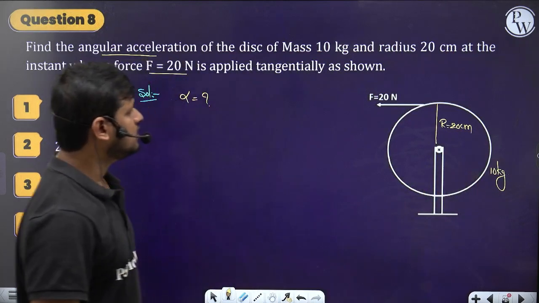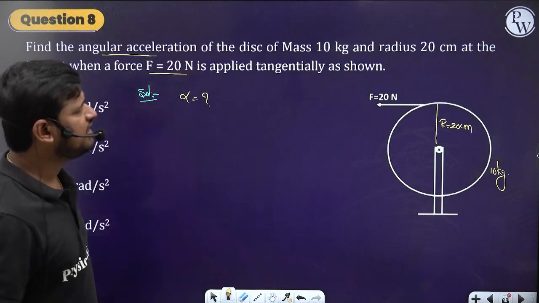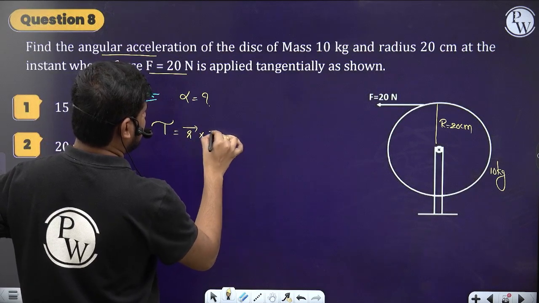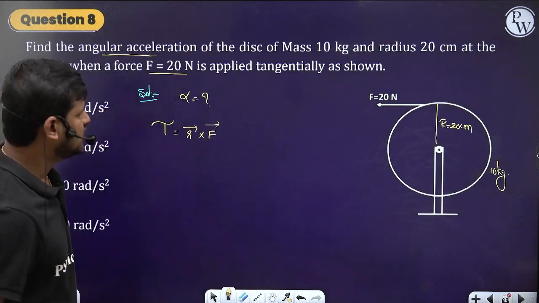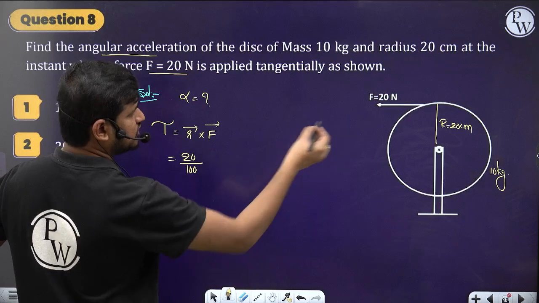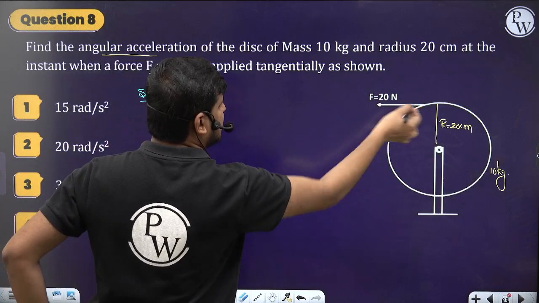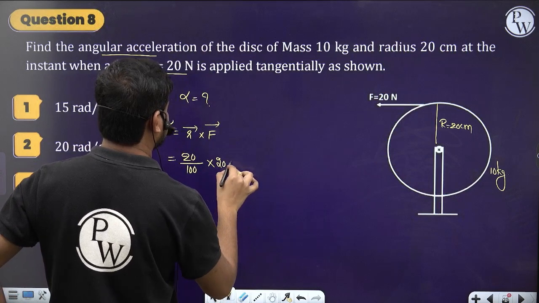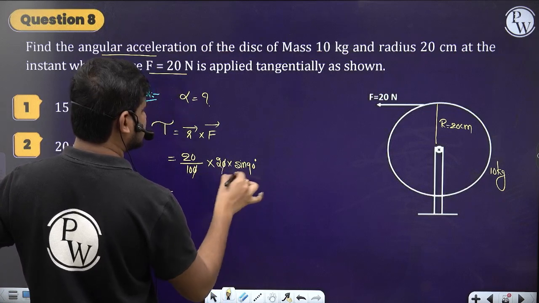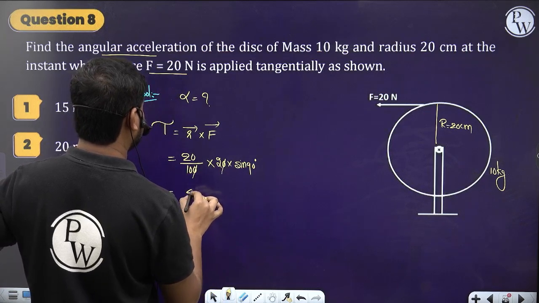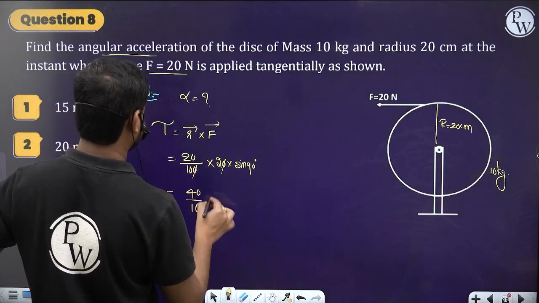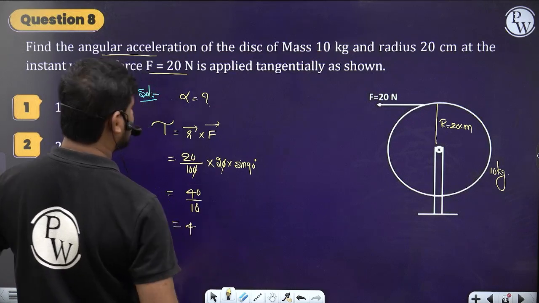First let me do one thing. Let's find the torque using the formula r cross F. What is radius r? It's 20 centimeters, so I am writing 20 by 100. Radius into force; radius and force are perpendicular here. Force is 20 newtons into sine 90 degrees because they are both perpendicular. So the zeros cancel, sine 90 is 1. So it is 40 by 10, which is 4. So the torque we got is 4.